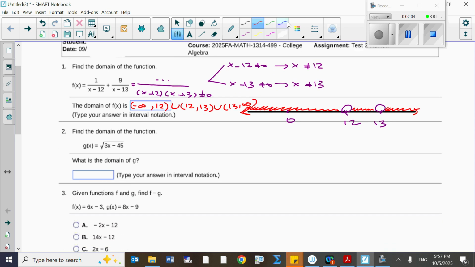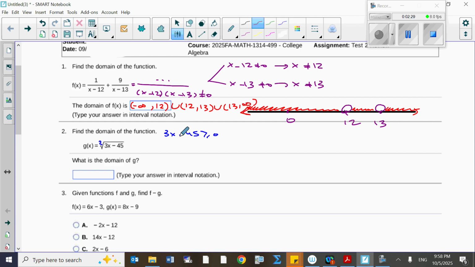Next question is asking us to find the domain of this radical function. If you see there is a radical and there is no index here, that means it's 2. So this is a square root. And in a square root function, we know that the radicand cannot be negative. So all I need to do is that 3x minus 45 should be greater than or equal to 0.